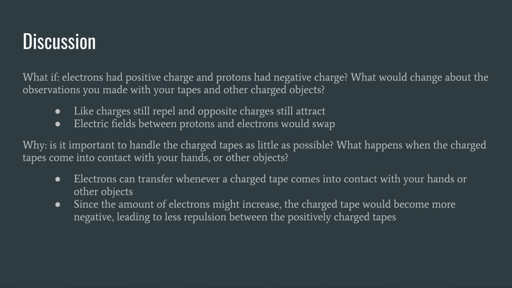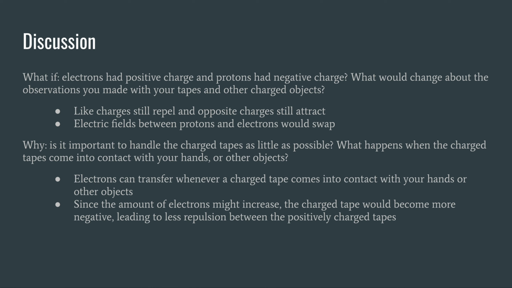And within the discussion: if electrons had a positive charge and protons had a negative charge, what would change about the observations you made with your tapes and other charged objects? The like charges would still repel and the opposite charges would still attract. Likewise, the electric fields between the protons and electrons would swap.